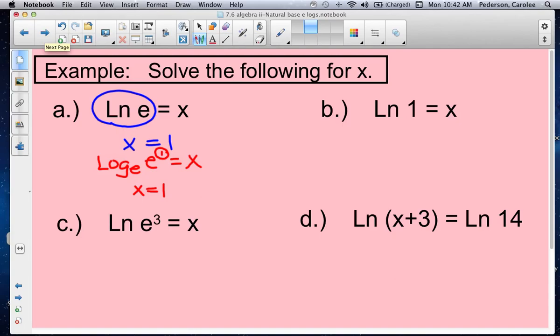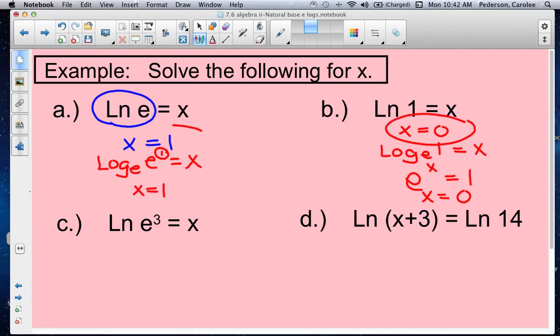Example B, the natural log of 1 equals x. Again, you can use your calculator. Push the natural log and then 1. You should get x equaling 0. Or rewrite it, log base e of 1 equals x. And then write it as an exponential. e to what power equals 1? Well, anything raised to the 0 power is 1. So your answer is 0 here and 1.